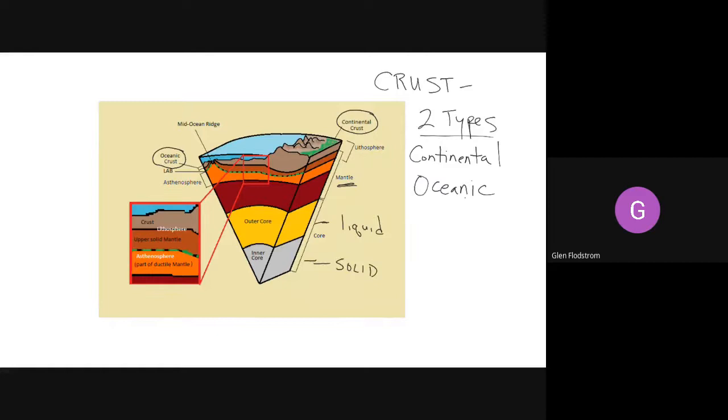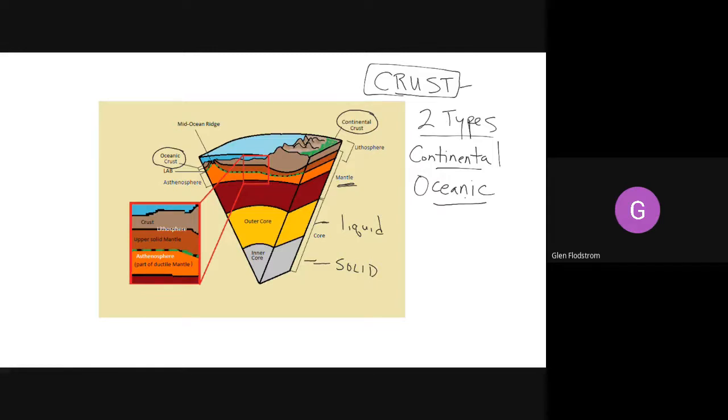So this breaks it down a little bit more. Your crust, the main part about this, there are two types. You have your continental crust, and you also have your oceanic crust. All right? And this kind of goes through this. You can see this. Now, the one thing I want to make note of is, what's the main difference between the continental crust and oceanic crust?